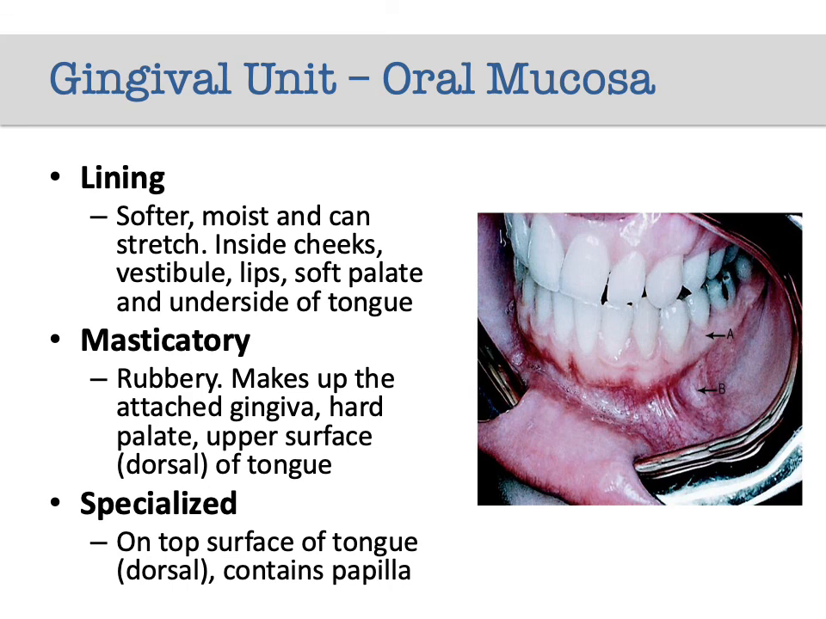Lining mucosa is softer, moist, and can stretch. It makes up the inside of the cheeks, the vestibule, the lips, the soft palate, and the underside of the tongue. Masticatory mucosa is more rubbery. It makes up the attached gingiva, the hard palate, and the upper surface, or dorsal surface, of the tongue. Specialized mucosa is on the top surface of the tongue, or the dorsum, and it is what contains the papilla.